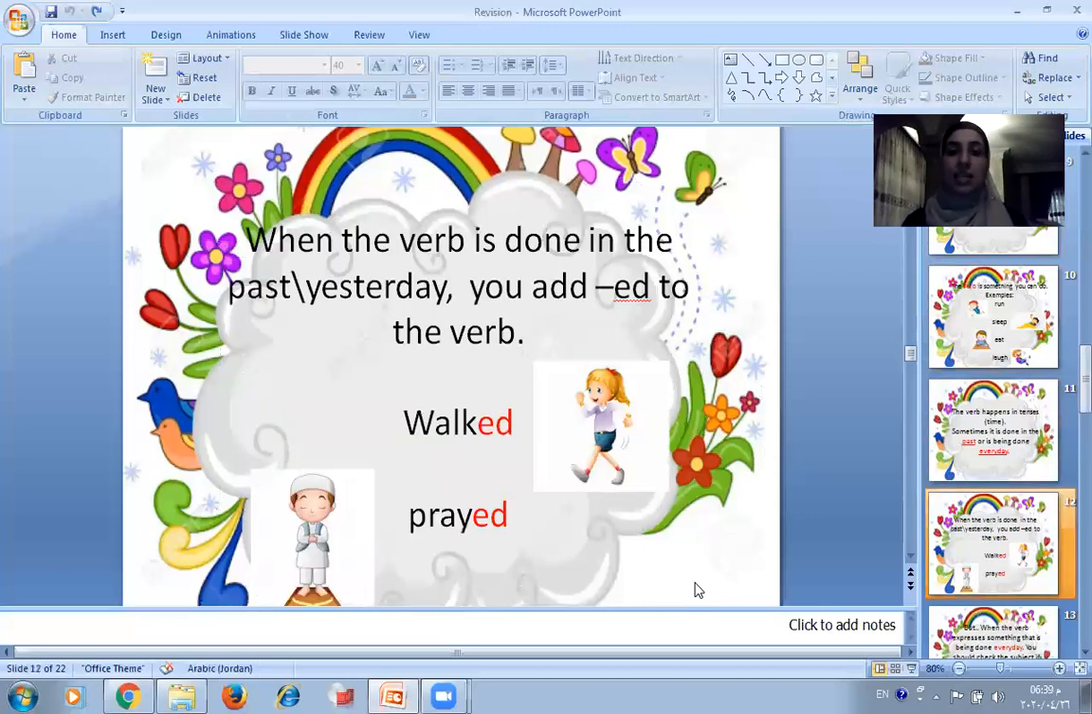Now, when the verb is done in the past, like it's done yesterday, I don't use it as it is in the sentence. I have to add ed to the verb, like walk, walked, pray, prayed yesterday. She walked yesterday. He prayed last night. He prayed Taraweeh last night, okay? That is what adding a tense is, the ed is a tense, it's time. So you add it to the verb in order to show when the verb is done or being done. So you have to add ed when you use the past simple tense.